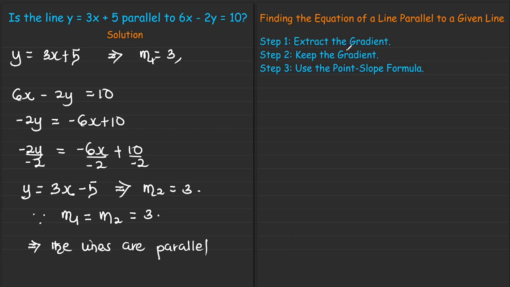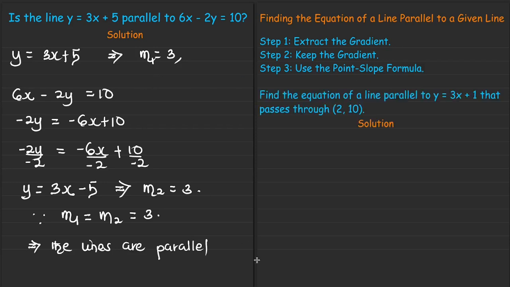Now, if you extract that gradient, you keep the gradient and then use it to what? Solve for the equation of the unknown or the other line, whose point, at least a point, you know. With that, you can use any of the methods, but I would advise we stick to the point slope method. So let's take an actual question so that we see how we can work with these steps.